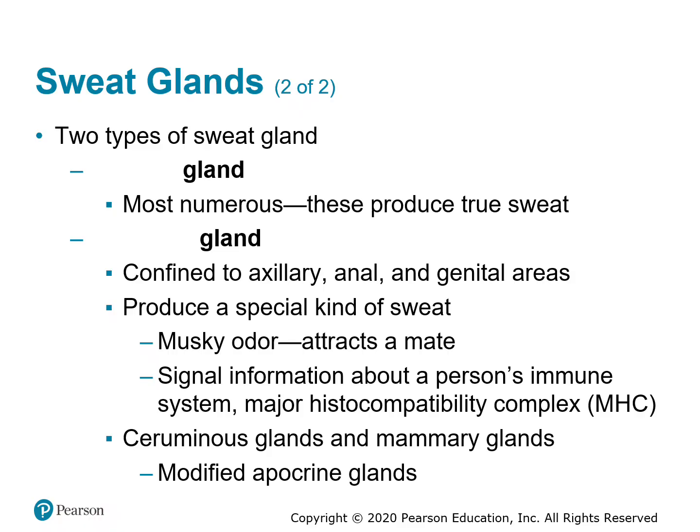Two types of sweat glands, eccrine and apocrine. Eccrine glands produce true sweat. Apocrine glands produce a special sweat, and that special sweat is a pheromone. Pheromone sweat.